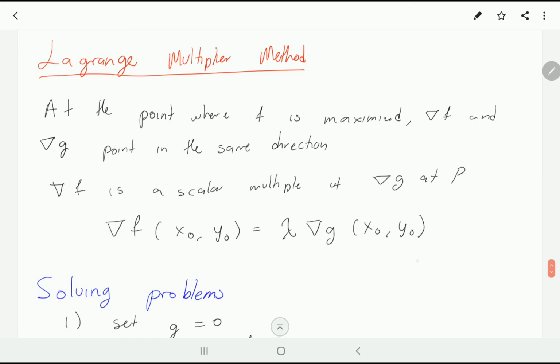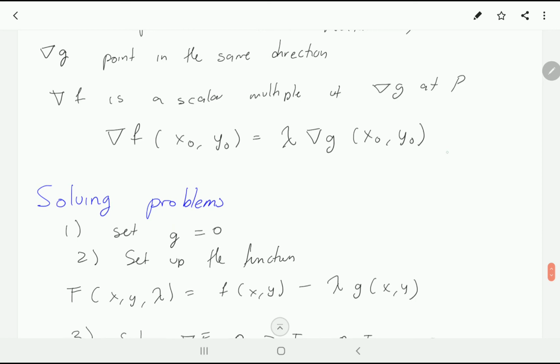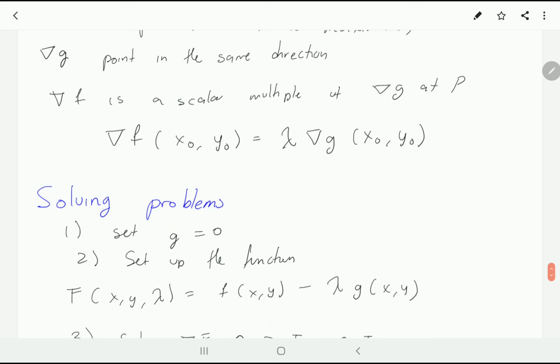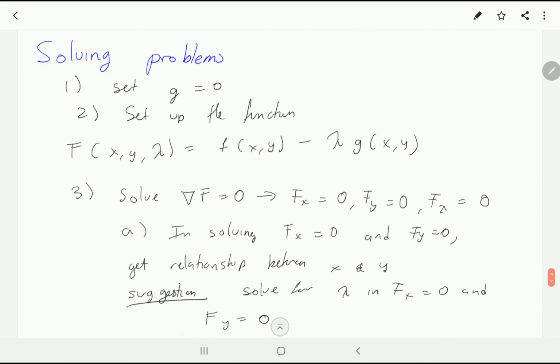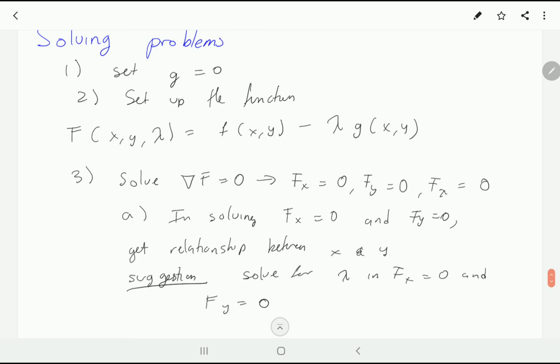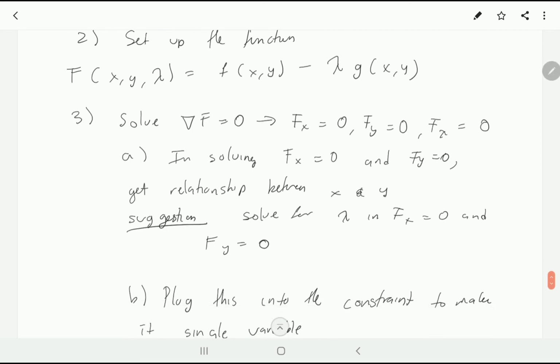And then the Lagrange multiplier method. Basically, it's the equation that summarizes this. And to solve problems, you try to set g equal to 0 and set up the function that's written here. Then solve gradient f equals lambda gradient g, with the partial derivative with respect to x, with respect to y, and with respect to z.